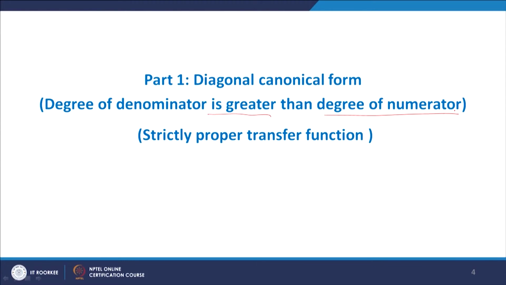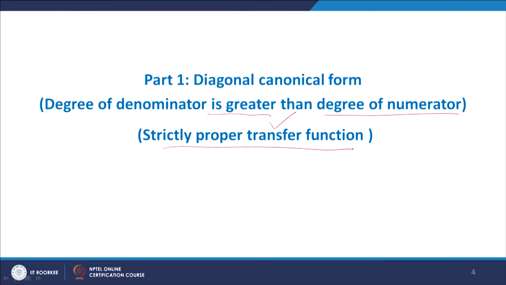Now, here there are two parts. In part 1 we will see diagonal canonical form where the degree of denominator is greater than the degree of numerator, and we call this type of transfer function a strictly proper transfer function. Right now we will study the case where the degree of denominator is greater than the degree of numerator, that is the strictly proper transfer function. Now we start discussing this issue.